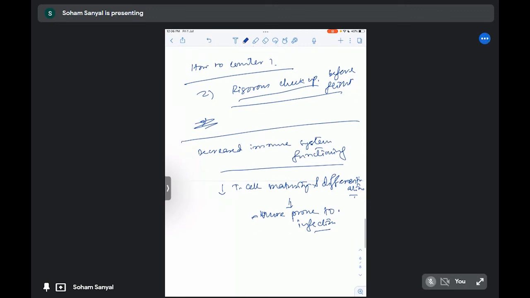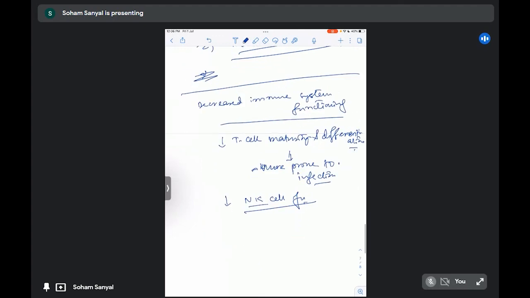Second, decreased NK cell function. NK cell হচ্ছে non-T non-B cell. So it is usually very much active against the viruses and malignant cells. সেটাও কিন্তু ফাংশনটা কম থাকছে in space. That has been seen in NASA study. So এগুলোর জন্য what does it mean? It means we are more prone to infection in space.